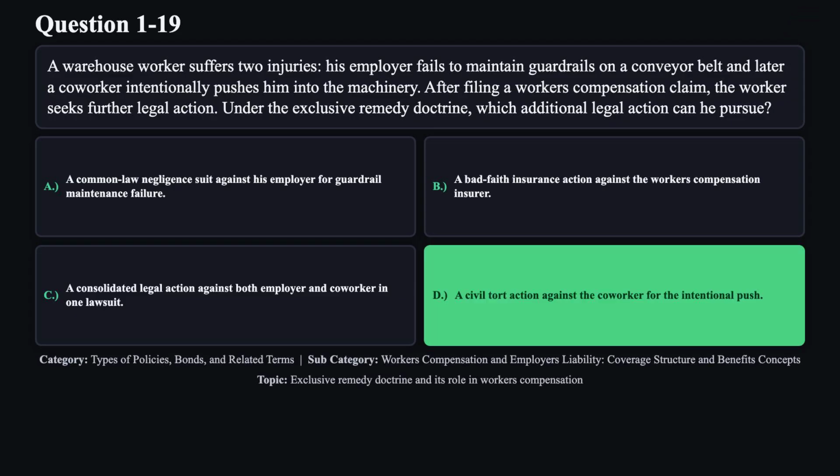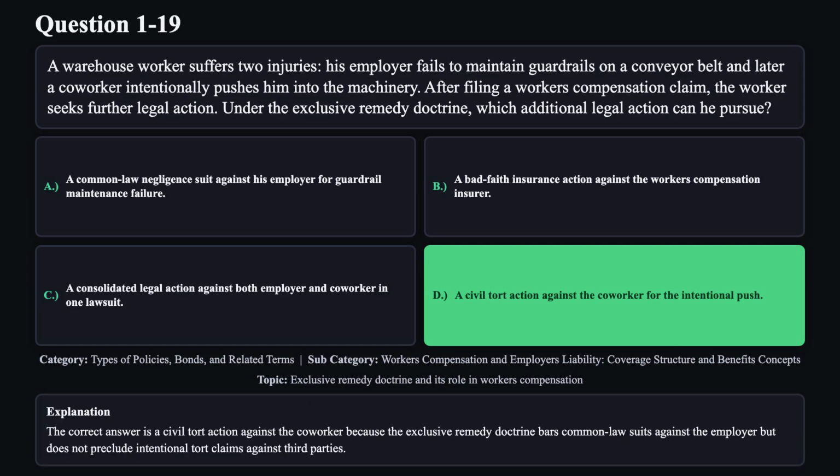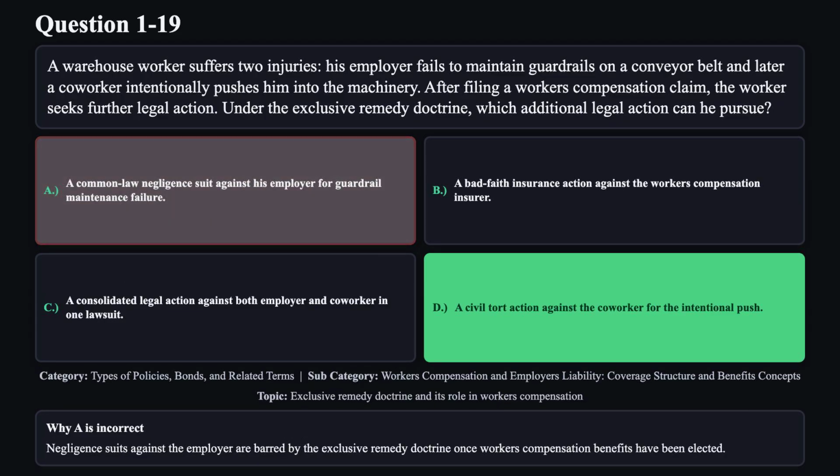The correct answer is D. The correct answer is a civil tort action against the coworker because the exclusive remedy doctrine bars common law suits against the employer but does not preclude intentional tort claims against third parties. Reason A is not correct. Negligence suits against the employer are barred by the exclusive remedy doctrine once workers' compensation benefits have been elected.